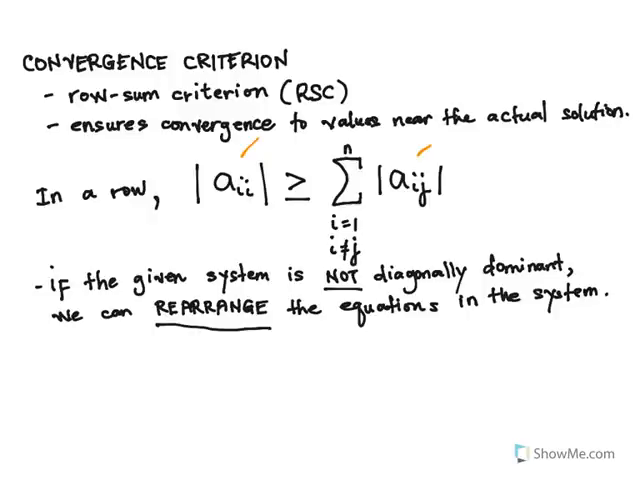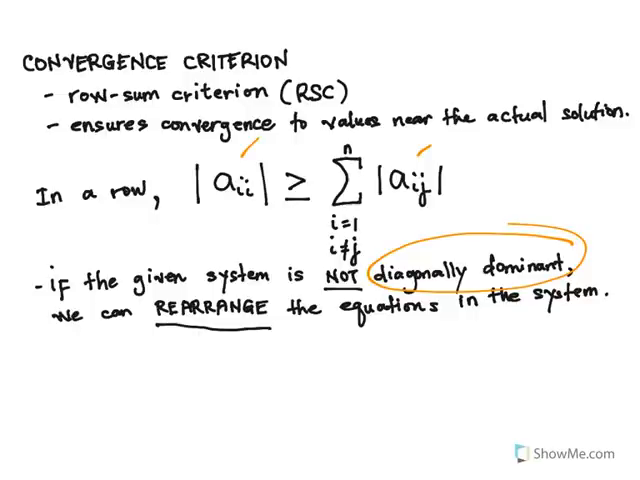Kung sa halimbawa, 3 rows yon dahil 3 equations meron tayo, sa first row, second row, na-satisfy yung criterion, pero sa third row, hindi pa rin siya ensured na magko-converge. So, kailangan buong lahat ng rows natin will be diagonally dominant. So, yun yung tawag sa system, okay? Kapag na-satisfy nga yung row sum criterion, the system is said to be diagonally dominant.